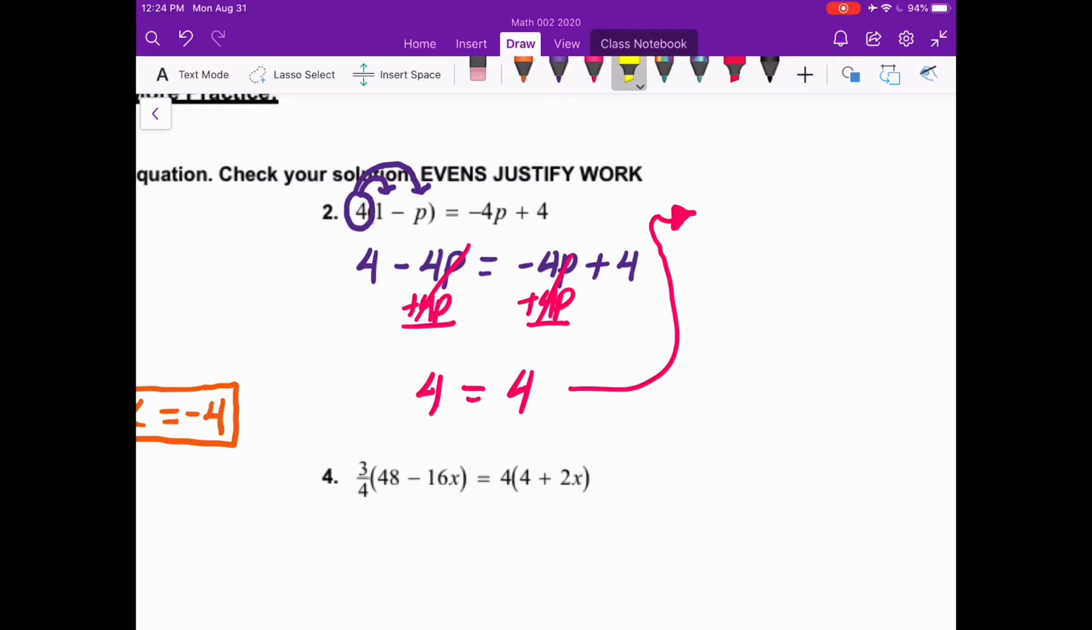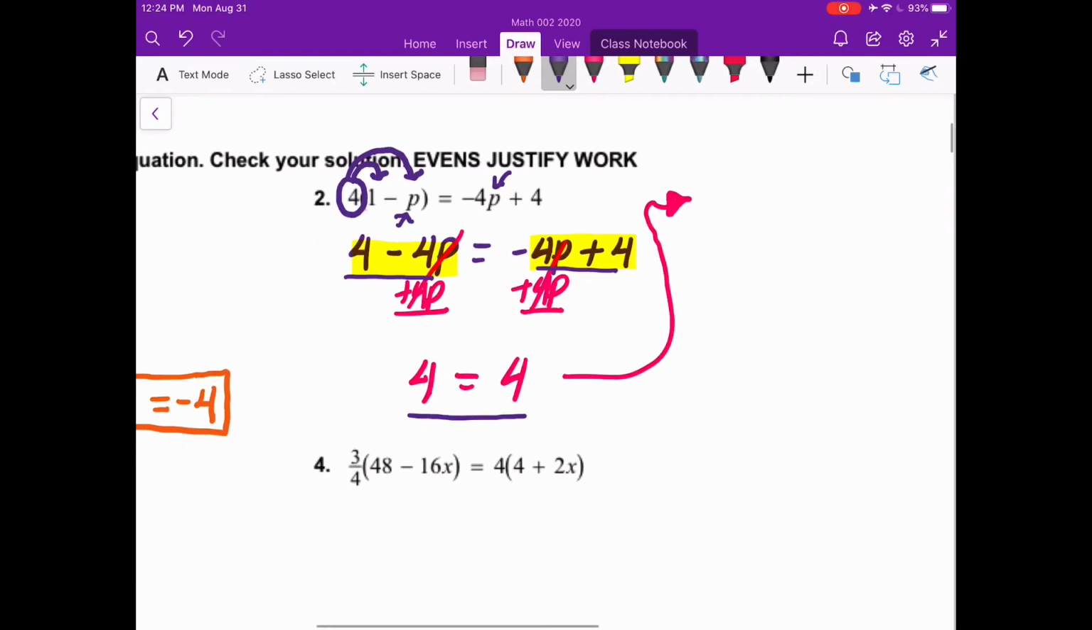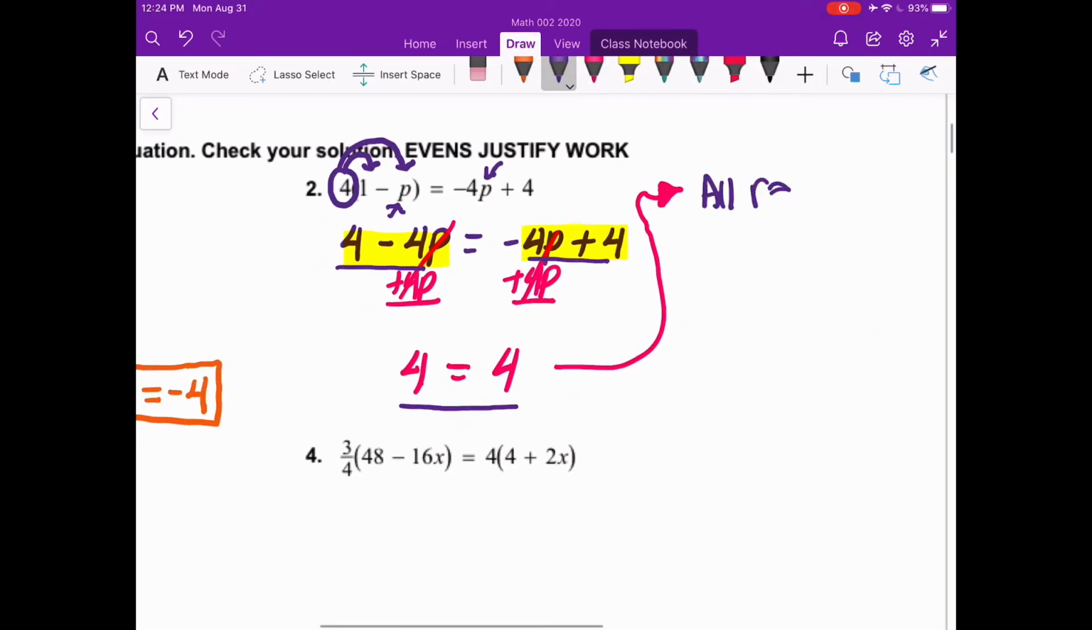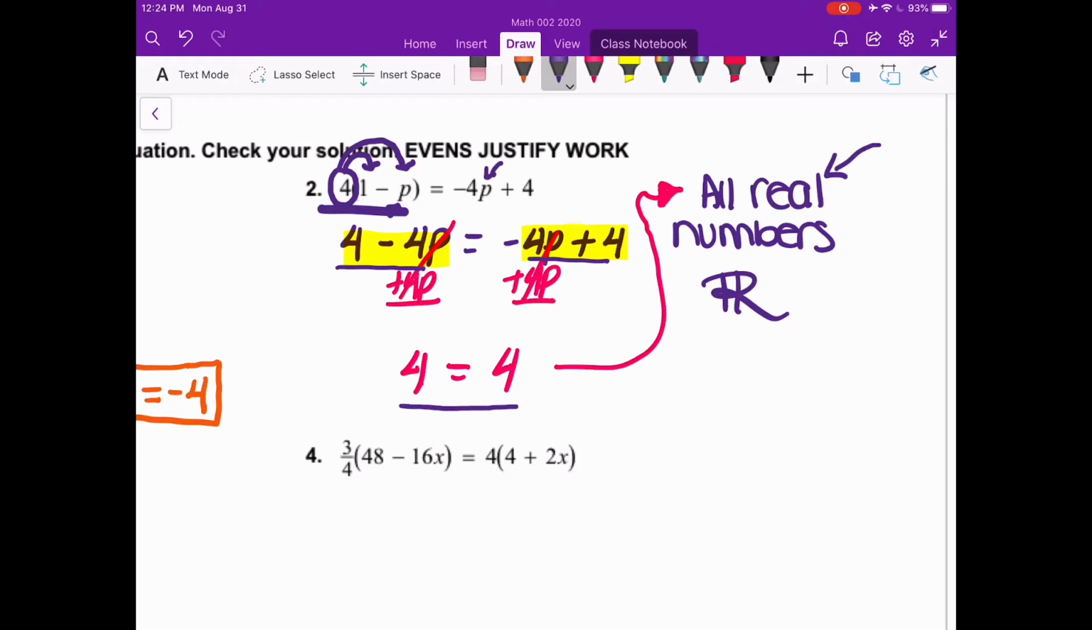What this means, and you can even identify it from this step over here, is that both sides of the equation are equal. It's a true statement. If I ask myself, does 4 equal 4? And if the answer is yes, and it would always be the case no matter what you plug in for p, that both sides are going to be the same, then you just write all real numbers. It's a special case. That means that I can plug in any real number, and this equation will always be true. There's not just one number p equals.